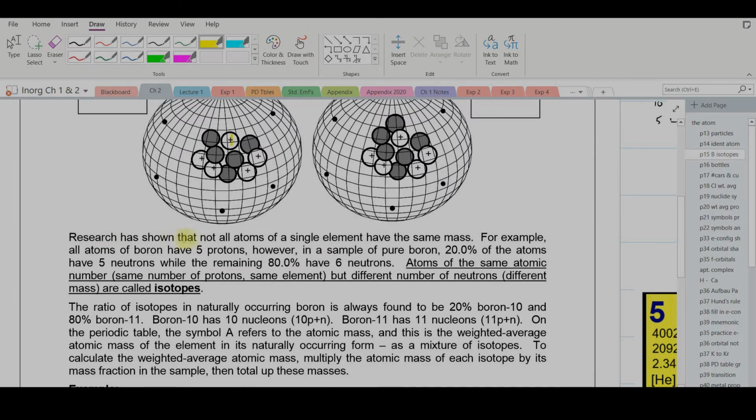So research has shown that not all atoms of a single element have the same mass. For example, all atoms of boron have 5 protons, and that's what makes them boron, but in a sample of pure boron, 20% of the atoms have 5 neutrons, and the remaining 80% have 6 neutrons. And so atoms of the same atomic number, the same number of protons, same element, but different number of neutrons, different mass, are called isotopes. And the ratio of isotopes in naturally occurring boron is pretty much always found to be 20% boron 10, notice the notation, 10 being the number of nucleons, and 80% boron 11.